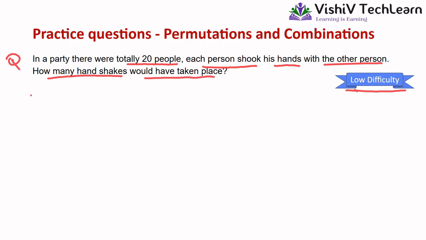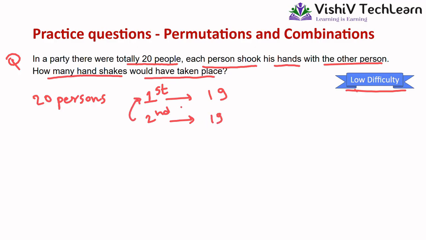Now this is the question. So 20 persons are there. If we select any one person out of 20, let's say the first person, this first person will be shaking hands with the other 19 persons. Then the second person will be shaking hands with again 19, but he has already shaken hands with the first. So here 19 will not be the number, 18 will be the number. The remaining 18 persons he will be shaking hands with.